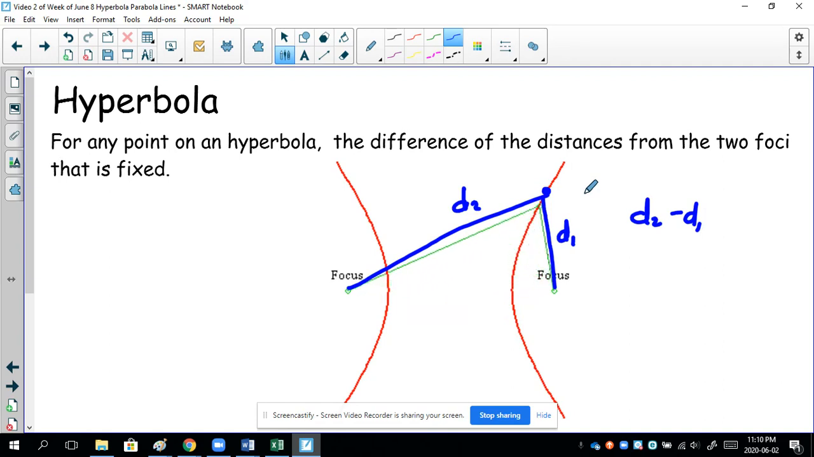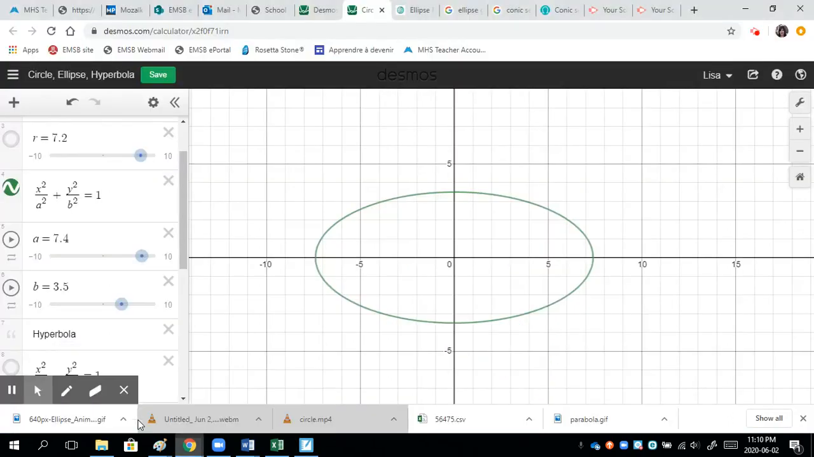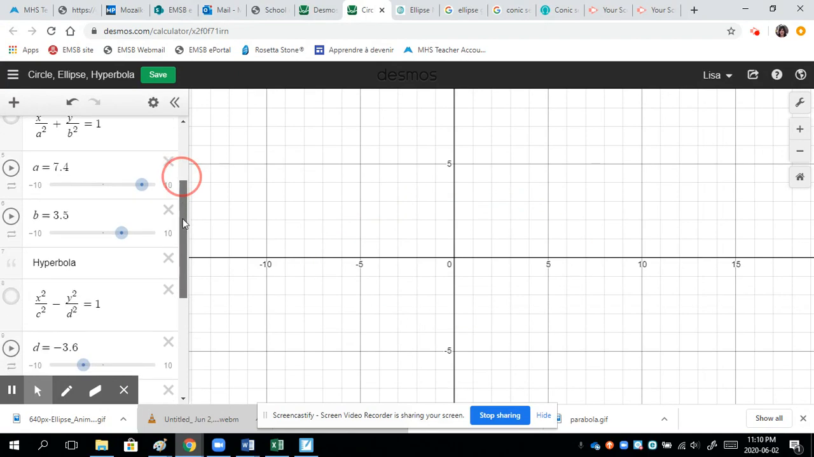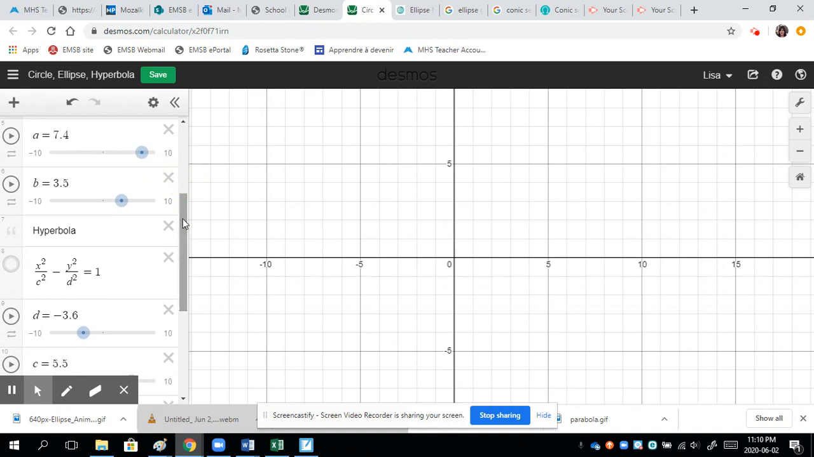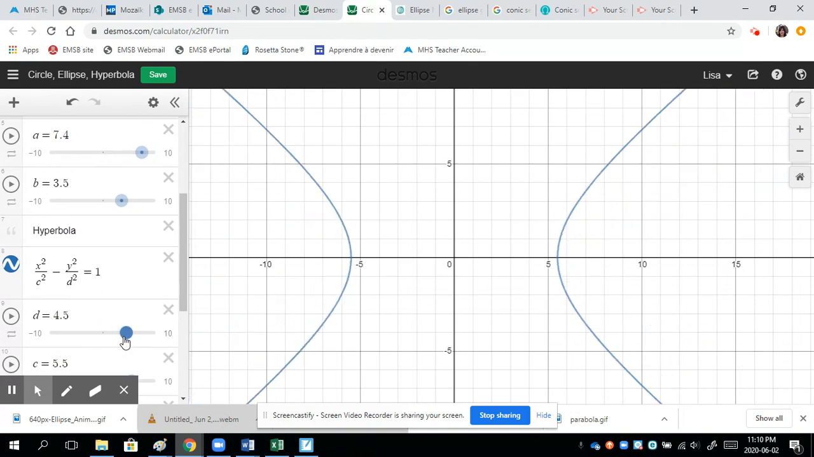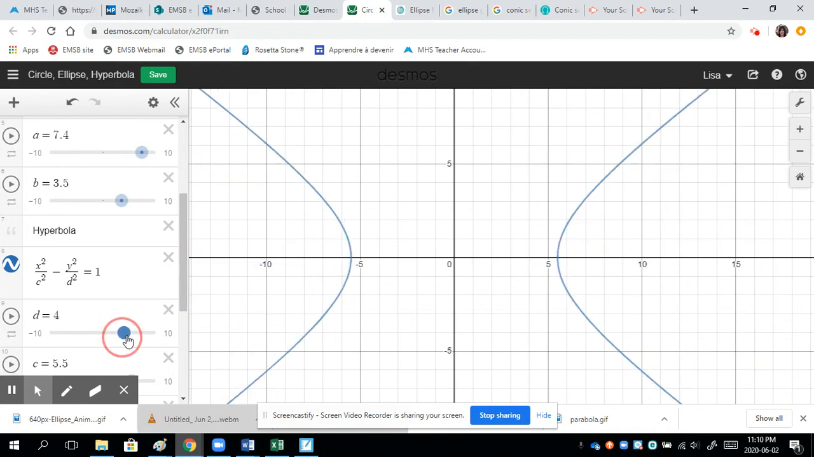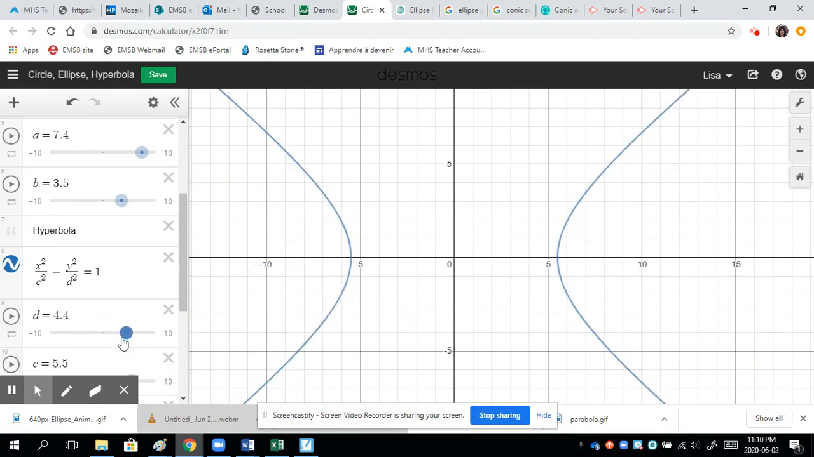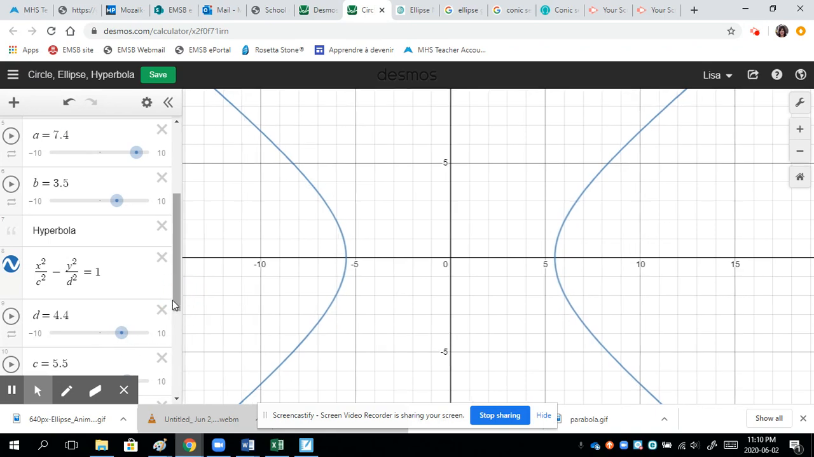So I just wanted to show you the definition of the hyperbola. If we go back to Desmos, I want to show you that. I'll write it after. You can have a hyperbola where the branches open up this way. So when we have the values, this is what's happening. This affects the opening of the branches.